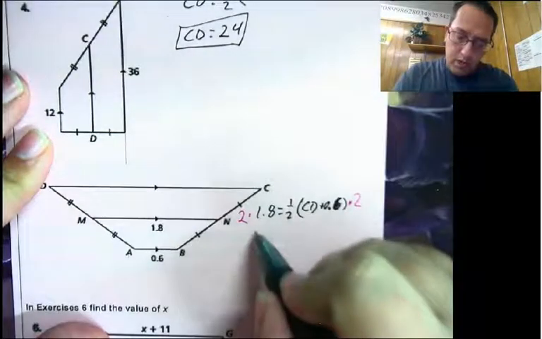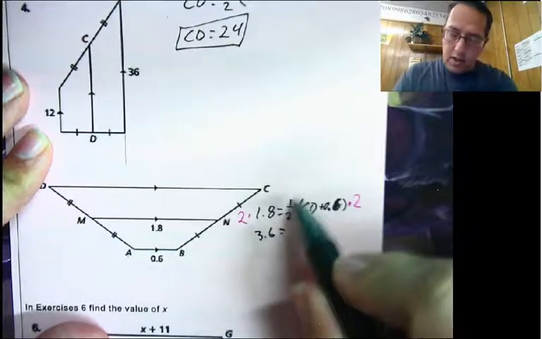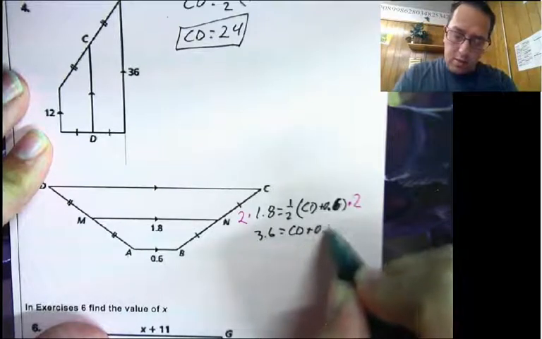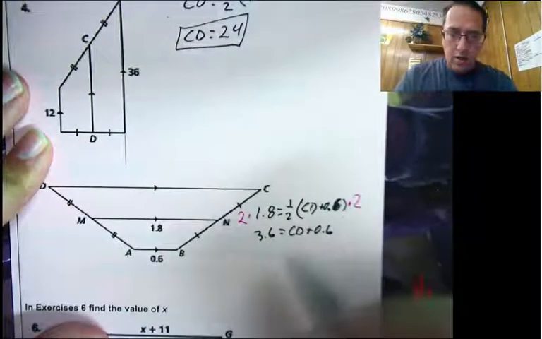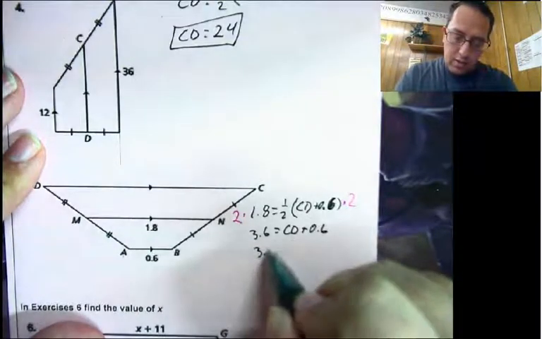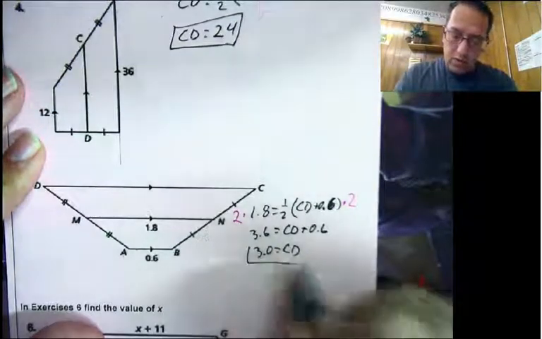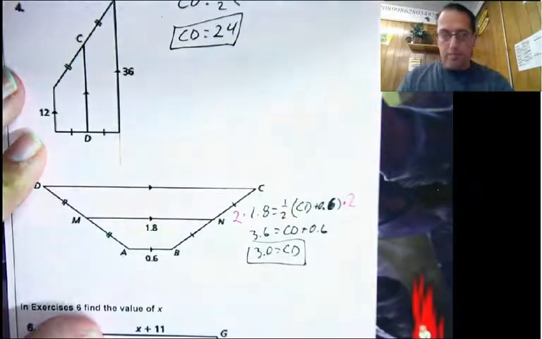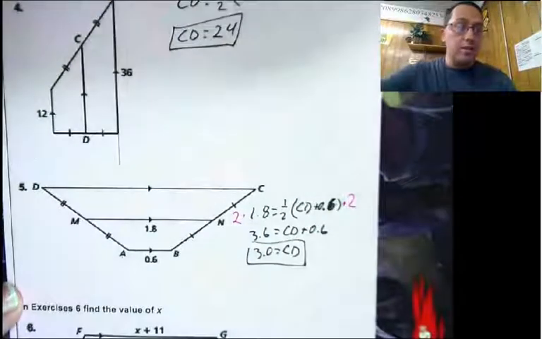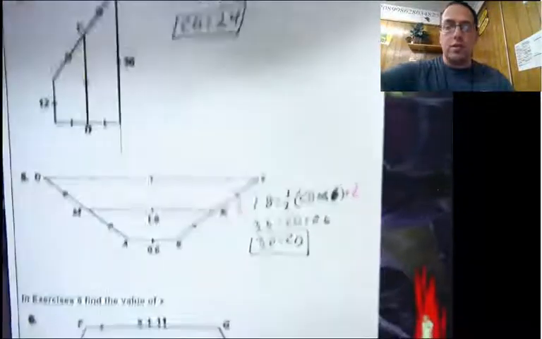2 times 1.8 is 3.6. And now that the 1/2 is gone, that cancels out, and we're just left with CD plus 0.6. Subtract 0.6 from both sides, and that's easy enough. That just leaves you with 3.0 equals CD, or you could just say 3. That's also good. So that's not bad. A lot easier to find the midsegment when you actually have lengths. You're not having to calculate distance formula and stuff.